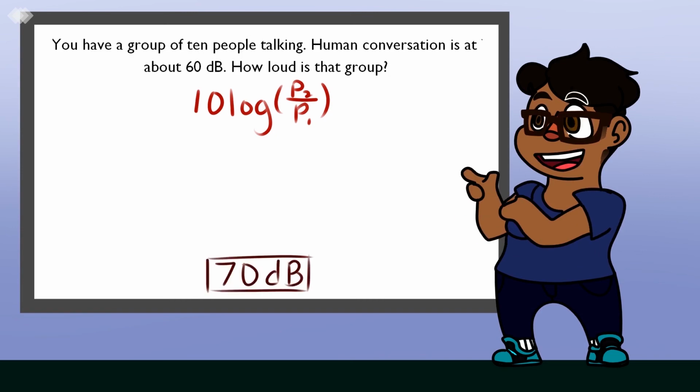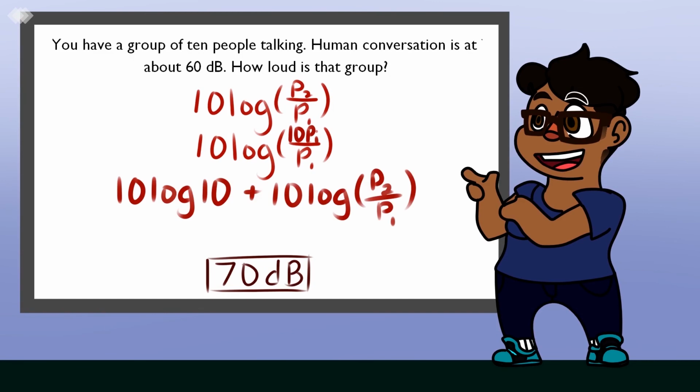You should have gotten 70 decibels. Why? Do the same process as before. Replace that P2 with 10 P1, since P1 is 60 decibels, and 10 times that would be your actual power compared to 60. Expand your equation, input values, then solve, and you get 70 decibels.